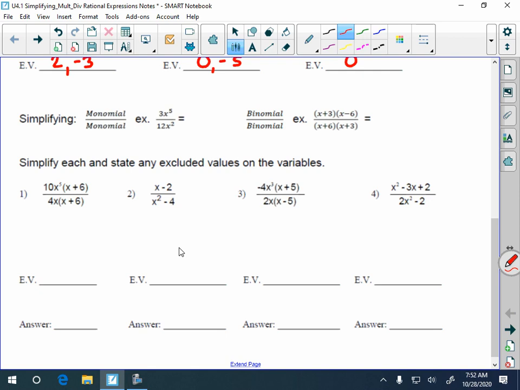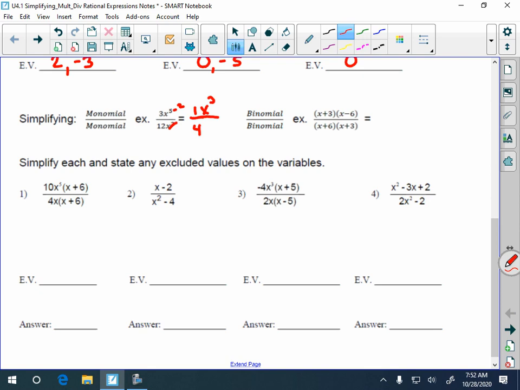So for example, 3x to the 5th over 12x squared, we can simplify 3 over 12. That's 1 over 4, because we're just dividing by 3. And then x to the 5th over x squared, we subtract the exponents. I'm bringing the 2 to the top to do the subtraction, and so that becomes x to the 3rd on top.